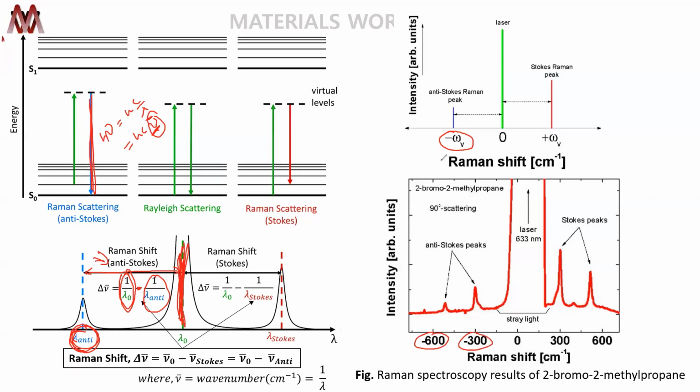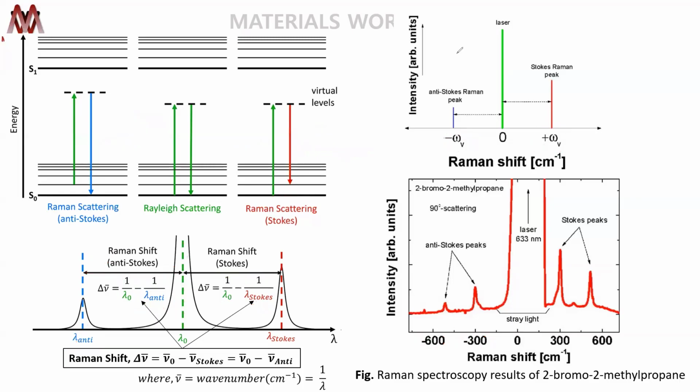The point is, Stokes always has lower wave number. Why? Because Stokes is already at ground state. It's giving you very less energy as compared to the incident because some energy is absorbed. So less energy means less nu bar. Energy is directly related to nu bar. You got my point? Less frequency, less nu bar, less wave number. So since this wave number is lower than the incident, it will come out positive.